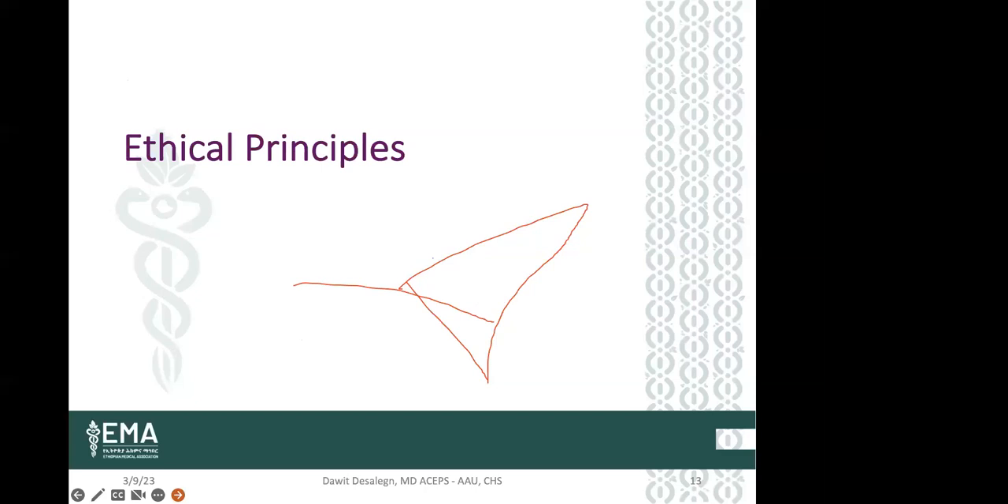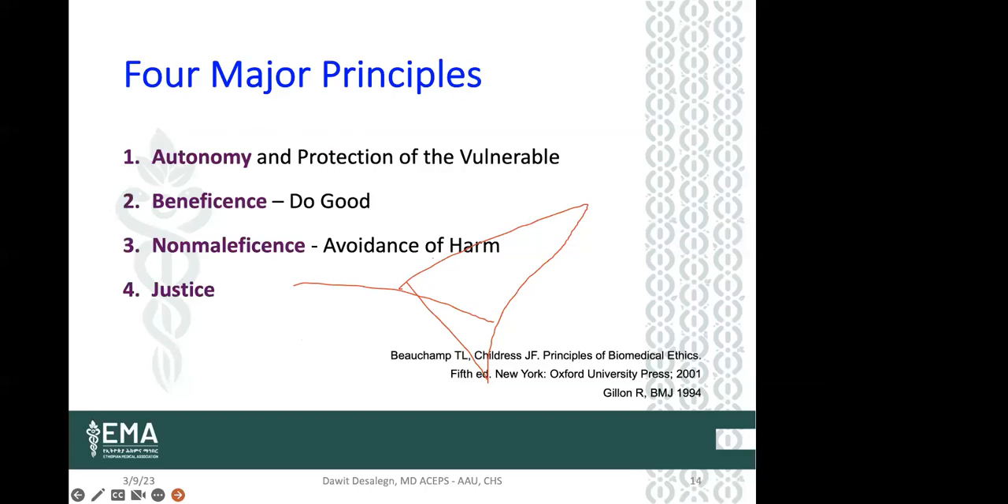Before we jump into the communication skills, we need to understand the basic ethical principles which the global community has agreed to abide by, 4 principles that should be adhered to during the practice of medicine. One is autonomy: we need to protect patient autonomy and protect the vulnerable. Then we need to always do good and avoid harm. And the fourth one is justice. So these are the 4 major principles that we abide by, and we shall see how our ethical communication can impact the practice of each of these principles.